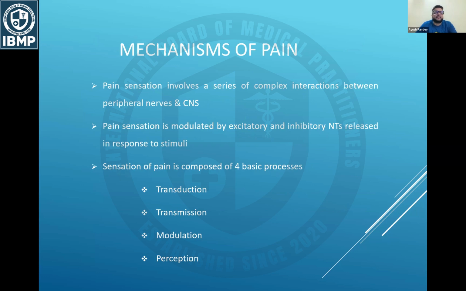Now, what is the mechanism of pain? As we know, pain sensation is a series of complex interactions between the peripheral nerves and the CNS, and pain sensation is modulated by excitatory and inhibitory neurotransmitters, which are released in response to any stimuli. They comprise four basic processes. You can also remember these four by the mnemonic TTMP, that is transduction, transmission, modulation, and perception. So these are the four basic mechanisms, or the processes of pain modulation.